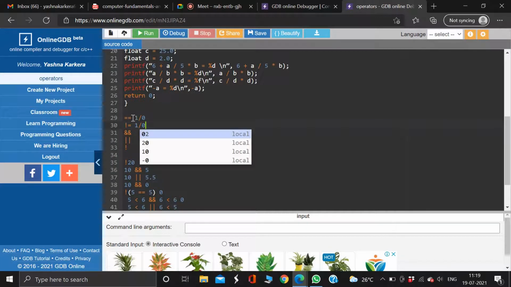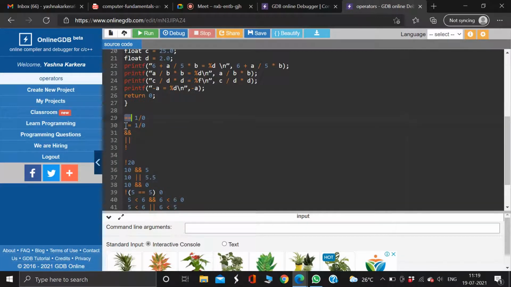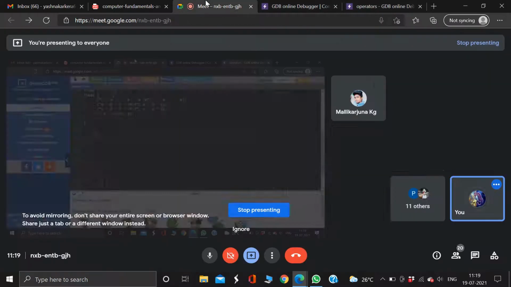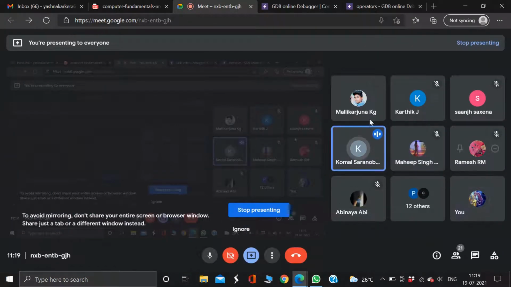This is just the opposite of that operator. Whenever this condition turns out to be true for the values that we give, you get the answer as 1. When the condition turns out to be false, then you get the answer as 0. Is this part clear?